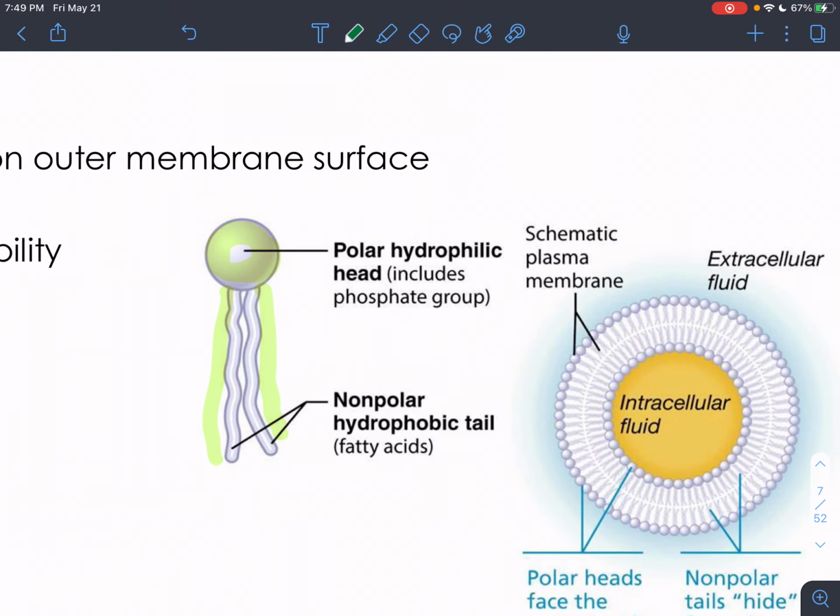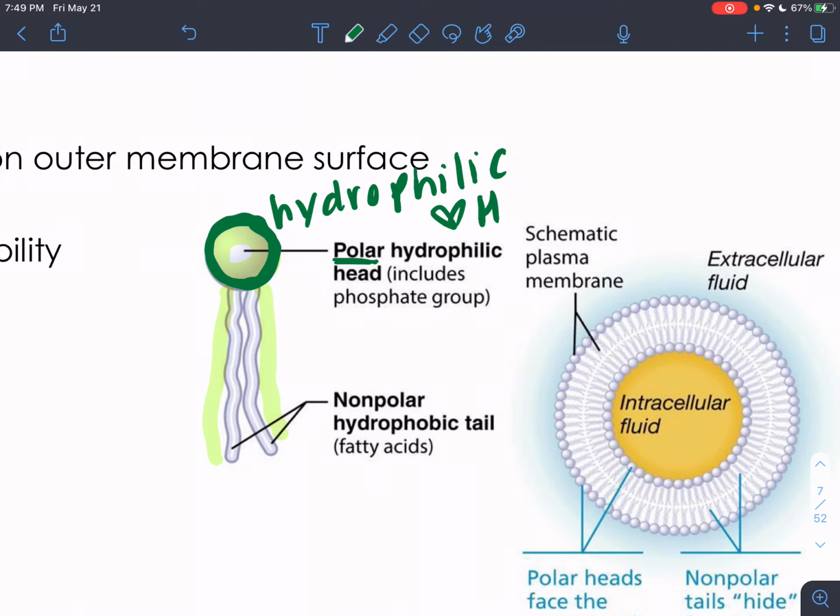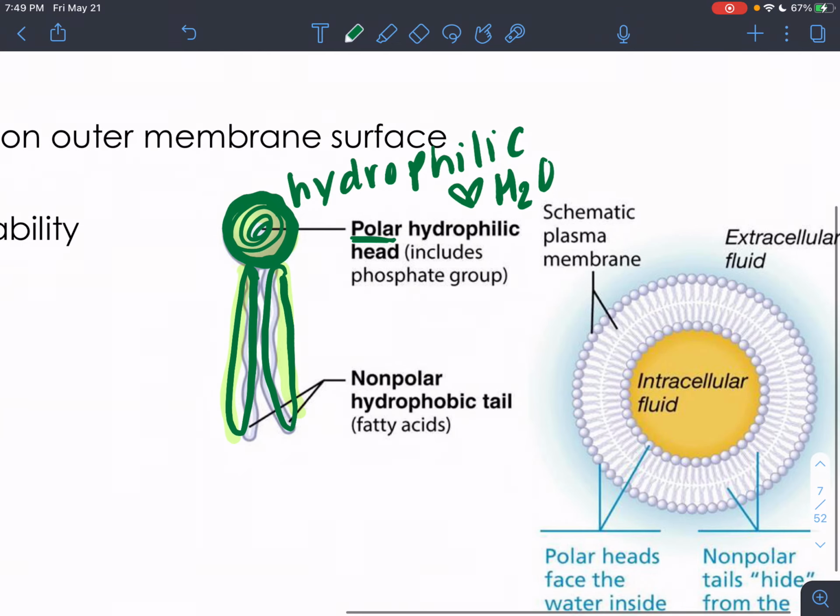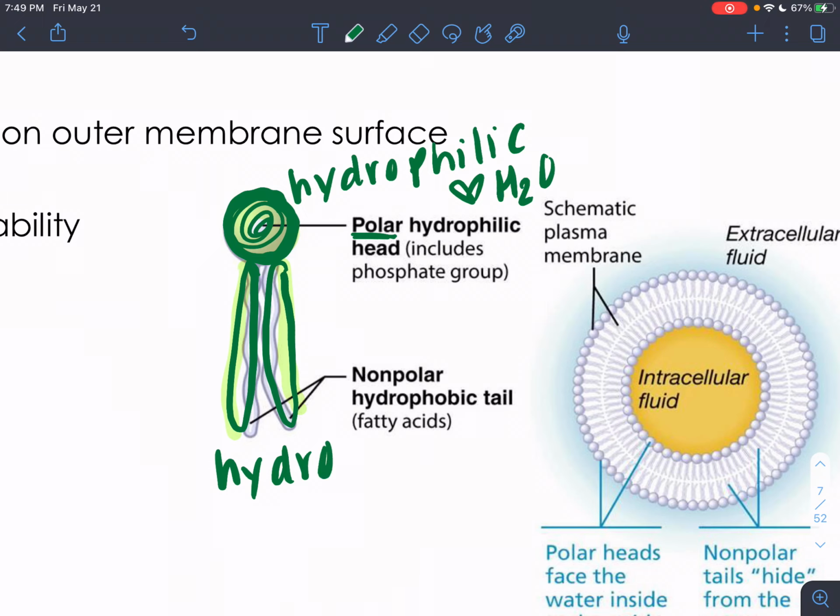So the polar head of the phospholipid, because it's polar and water's polar, we refer to this as being hydrophilic, which means it loves water, okay? Because it's polar, water's polar, it's going to be attracted to water, okay? The opposite, these tails, since they are nonpolar, they don't like water, we call those hydrophobic. Okay, water fearing. Okay, because they're nonpolar, water's polar, those don't get along.